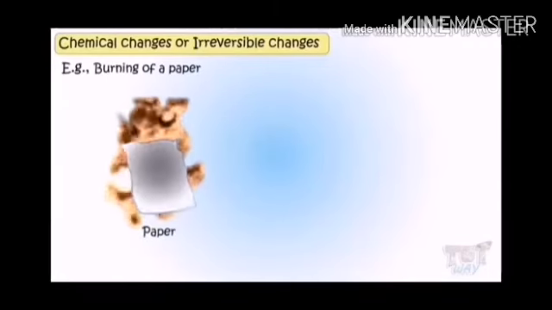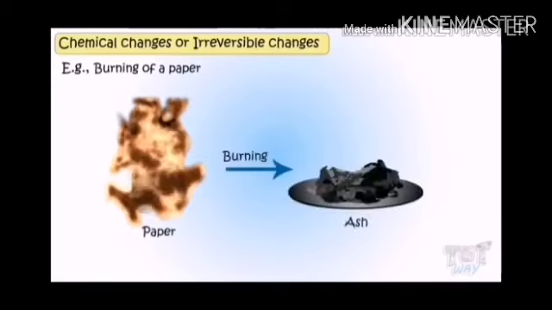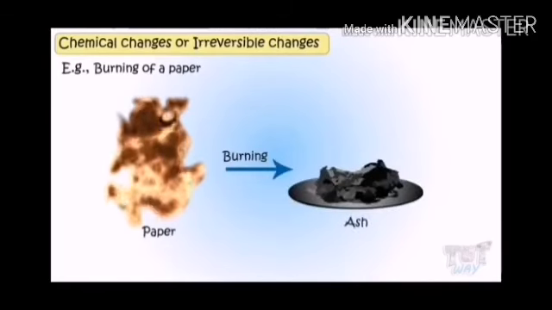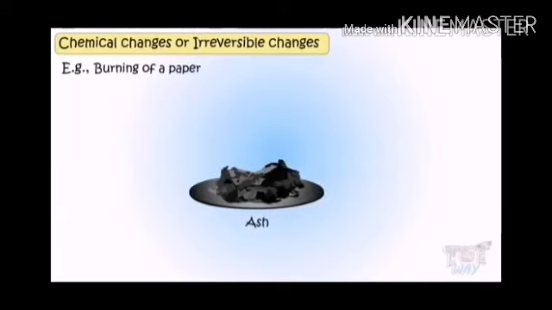Next, chemical change. Chemical change on heating. We can discuss some examples. When a piece of paper is burned, a new substance, ash, is produced. Even when the burning is stopped, the ash cannot be changed back into paper. This shows that the formation of ash from the paper is a permanent and irreversible change.